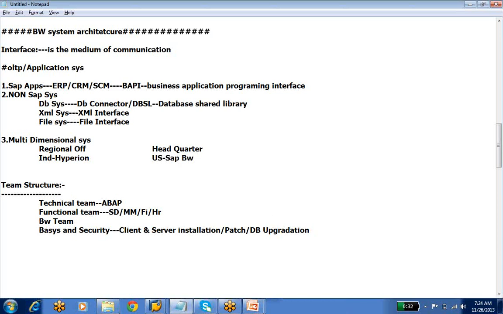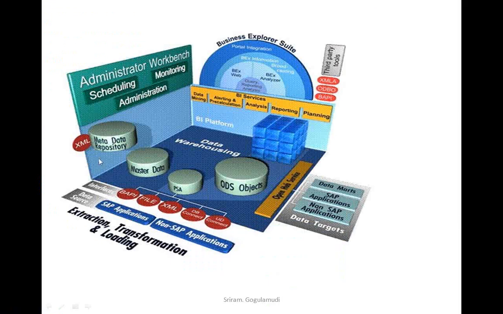File interface. If it is multi-dimensional systems, UDC, universal data connectors. So these are the different interfaces. If you want to see, you can see here. BAPI for SAP, file interface for file system like Excel, XML interface, DB connector, and UD connectors. Universal data connectors.